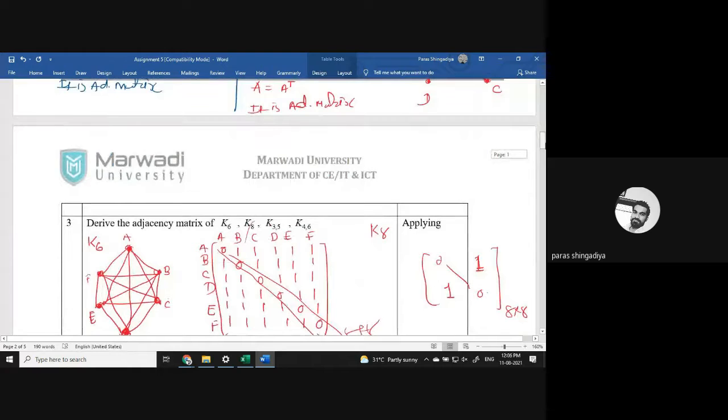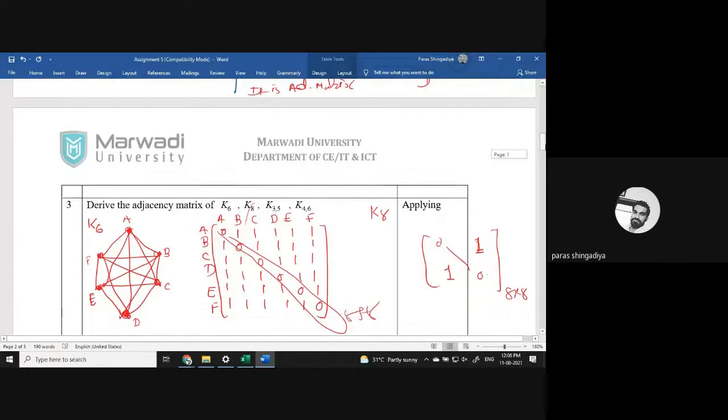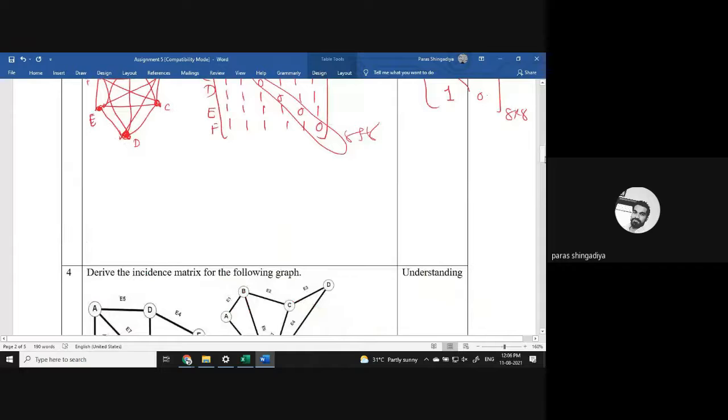And the next example is K35. K35 means complete bipartite graph. Okay, K35. So first we'll draw the K35. Clear? 3 vertices considered on one side, and 5 vertices considered on the other side.